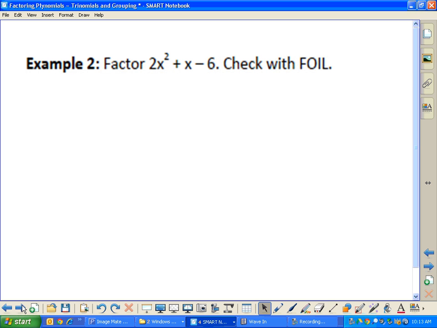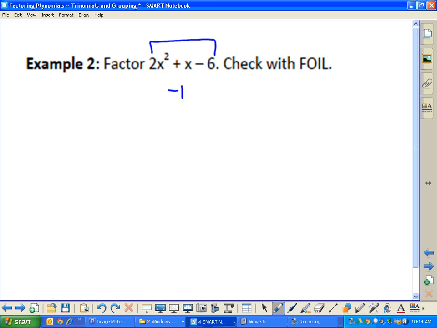I don't see one. Do you? No, there's not one there. If there were a B value, like a number in front of that X that were even, you could pull out a 2. But now we're just going to jump right into it. There is no GCF, so I am going to do A times C. A times C. 2 times negative 6.